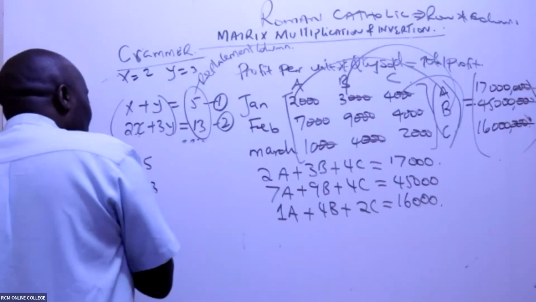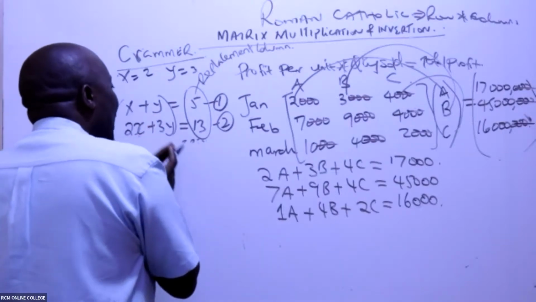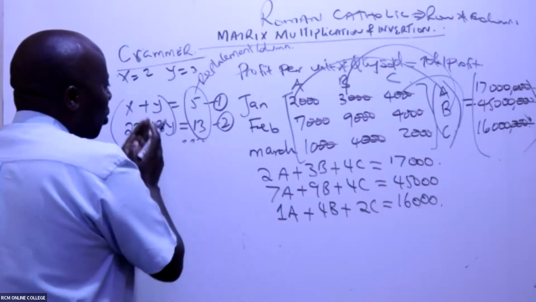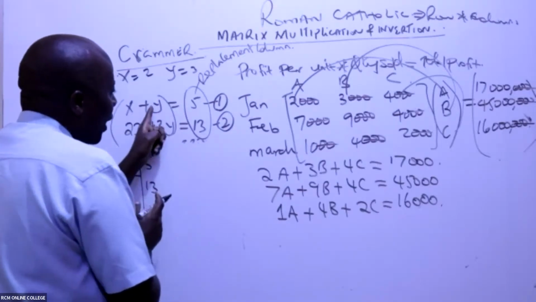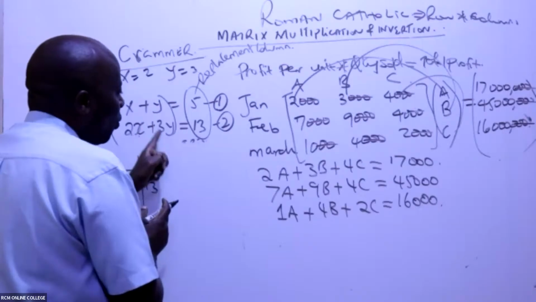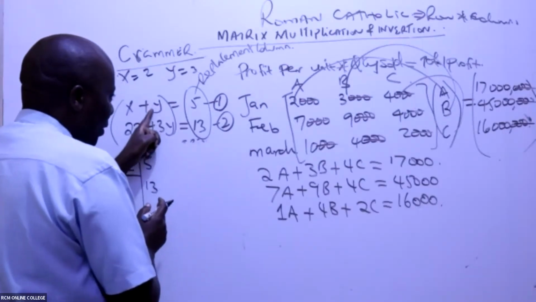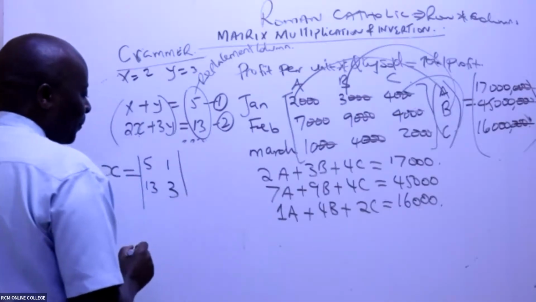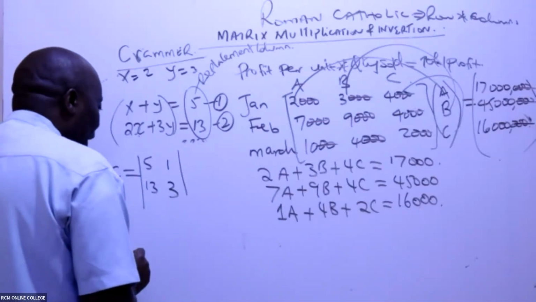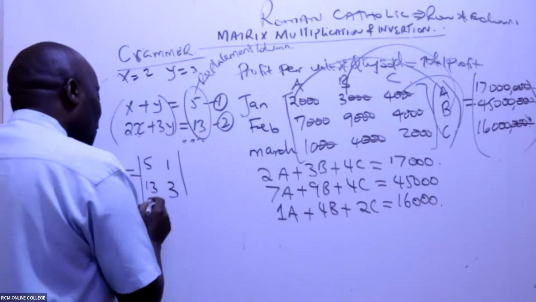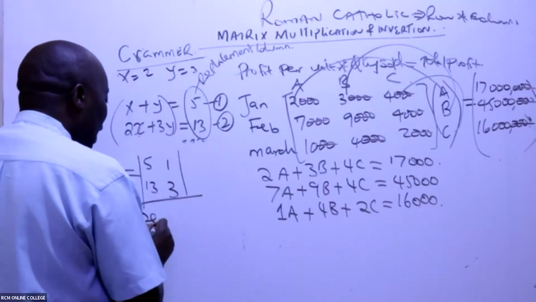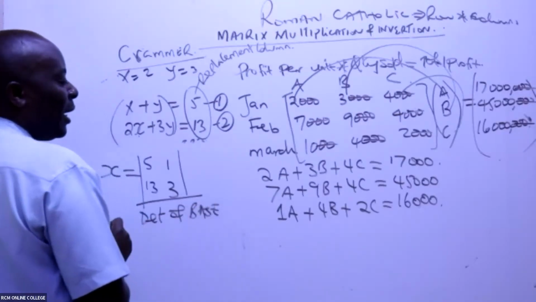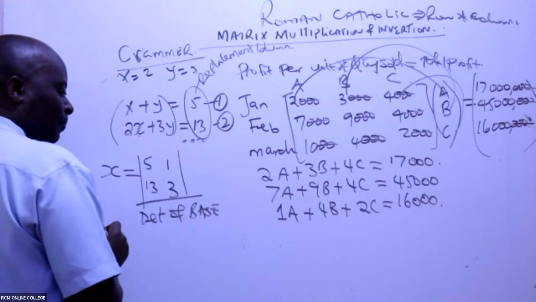If I'm getting X, then the column of Y remains. The column of Y, ladies and gentlemen, is 1 and 3. You know here there is an implied 1. So you write here 1 and 3 like that. If you want the value of X, you shall get the determinant of this divided by the determinant of the base.